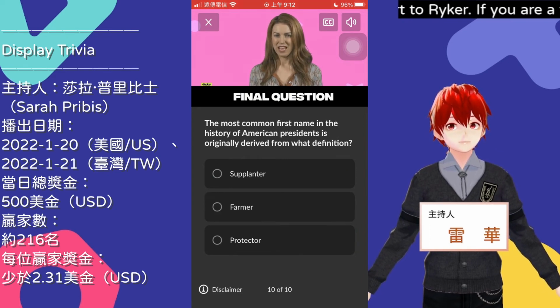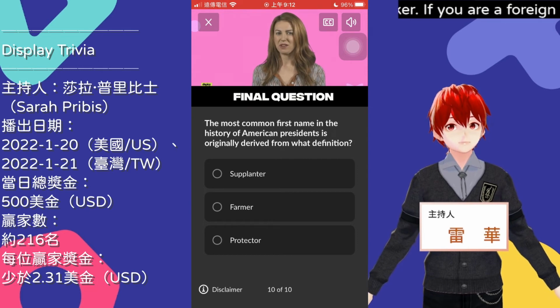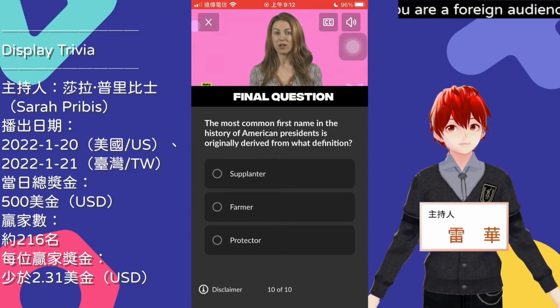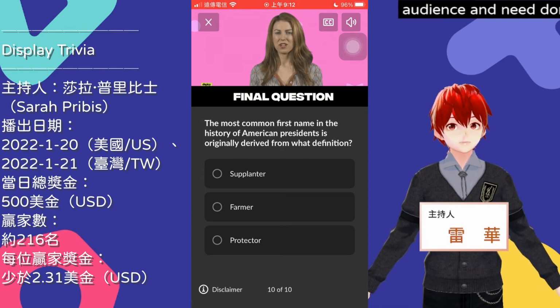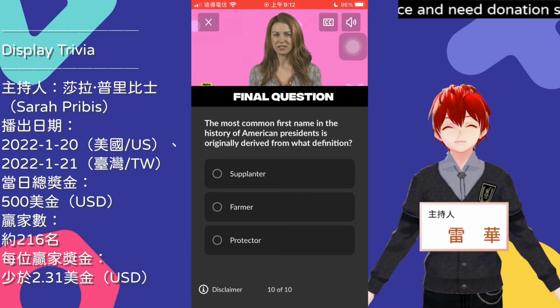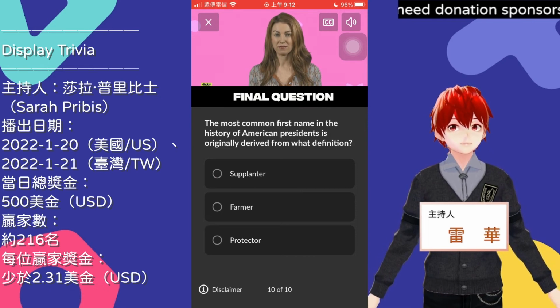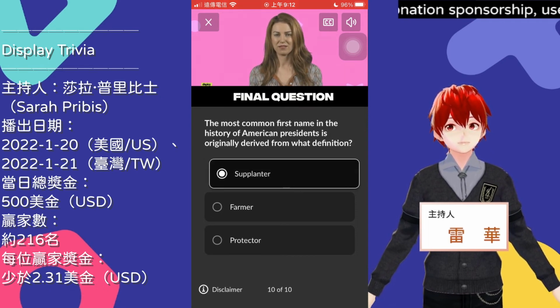Question 10. The most common first name in the history of American presidents is originally derived from what definition? Supplanter, farmer, protector.